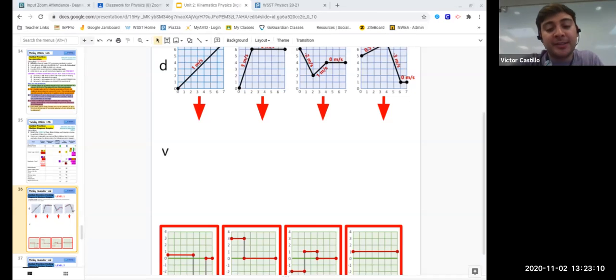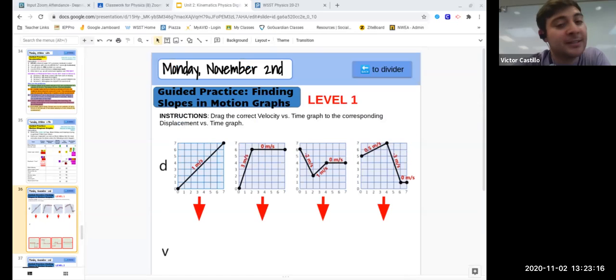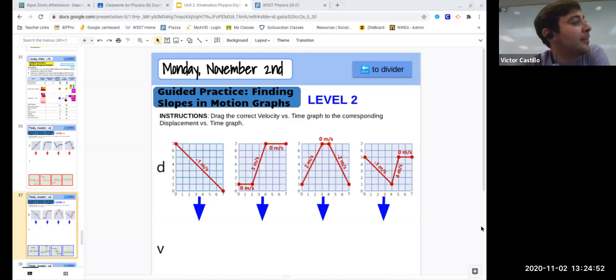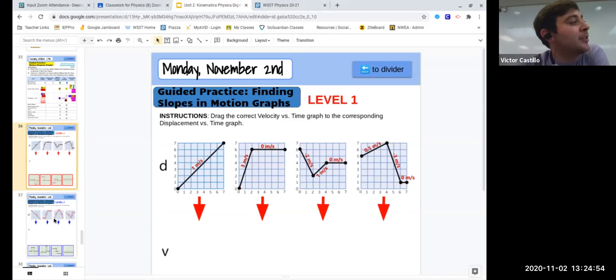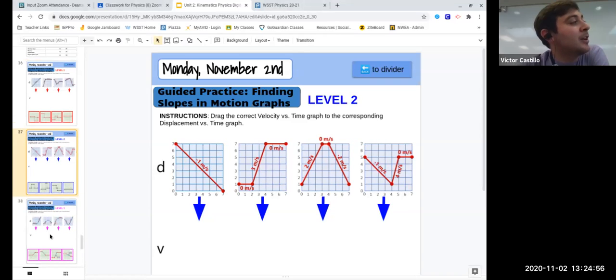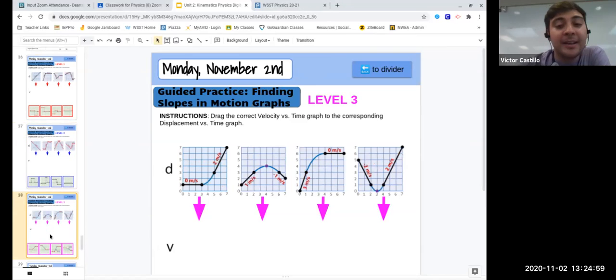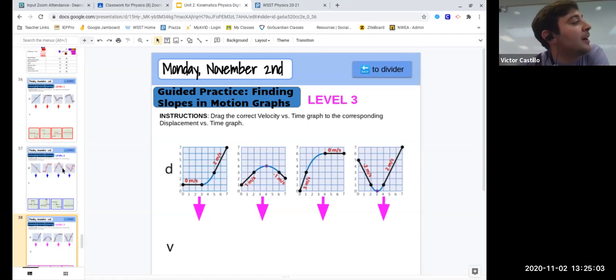We're going to move to slide 36 now. Please give me a check mark once you're there. We're on slide 36, which is level 1, slide 37, which is level 2, and slide 38, which is level 3. It's just a level of difficulty. Awesome, thank you so much, Angel.